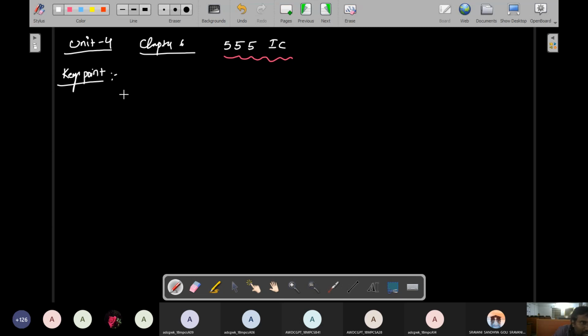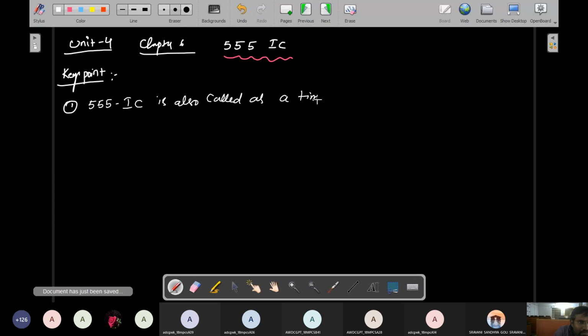So the first key point is, triple five IC is also called a timer circuit. Okay, triple five IC is also called a timer circuit.